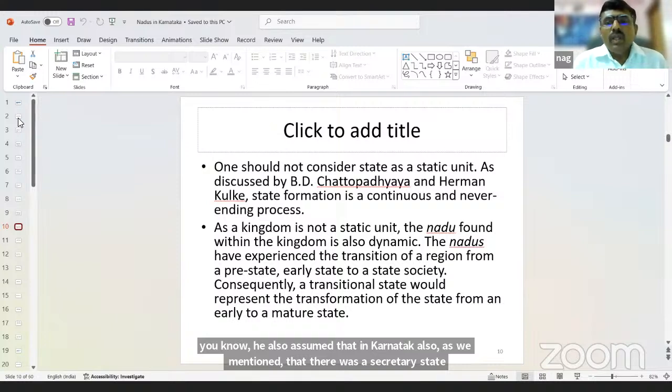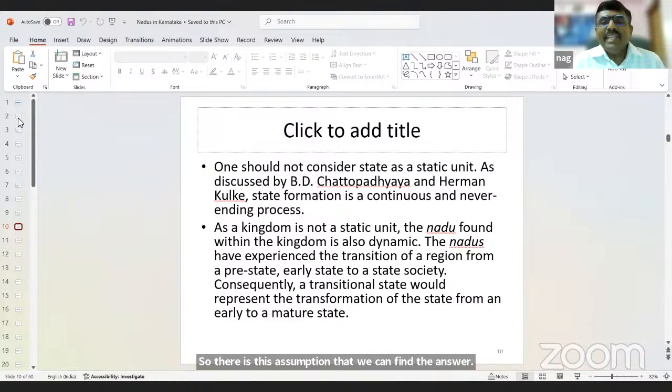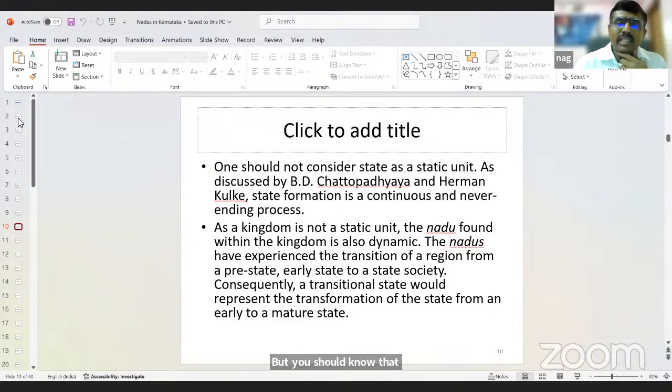But we should know that the state is not a static unit. It is not an unchanging unit.